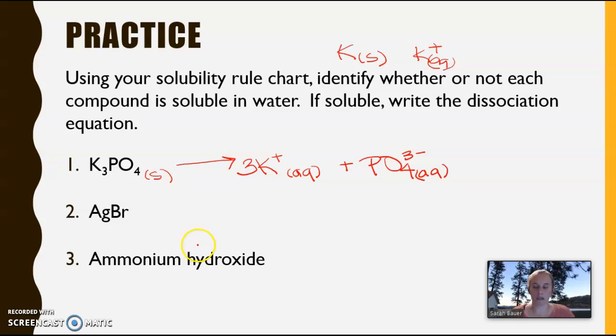So in continuing, we have then silver bromide. I'm practicing my naming. And if you locate your bromide on your chart, you'll see that it is usually soluble except, and this is one of the exceptions, silver is one of the exceptions. So silver bromide is not soluble in water. So you try to dissolve it in water and it's just going to stay. So AgBr solid becomes AgBr solid. It's not soluble in water.